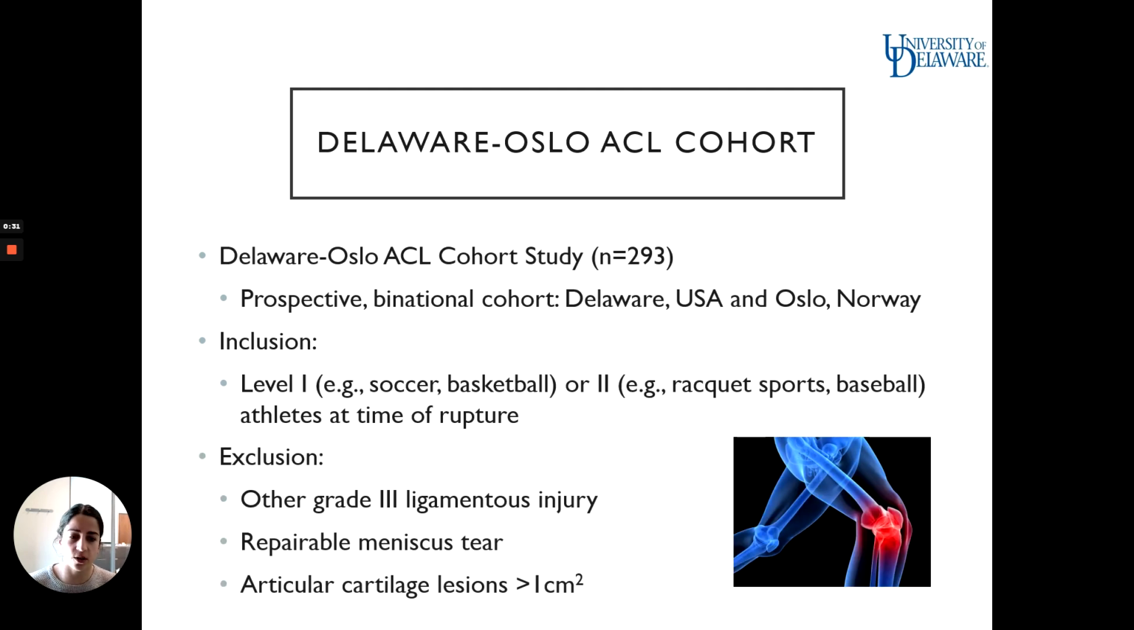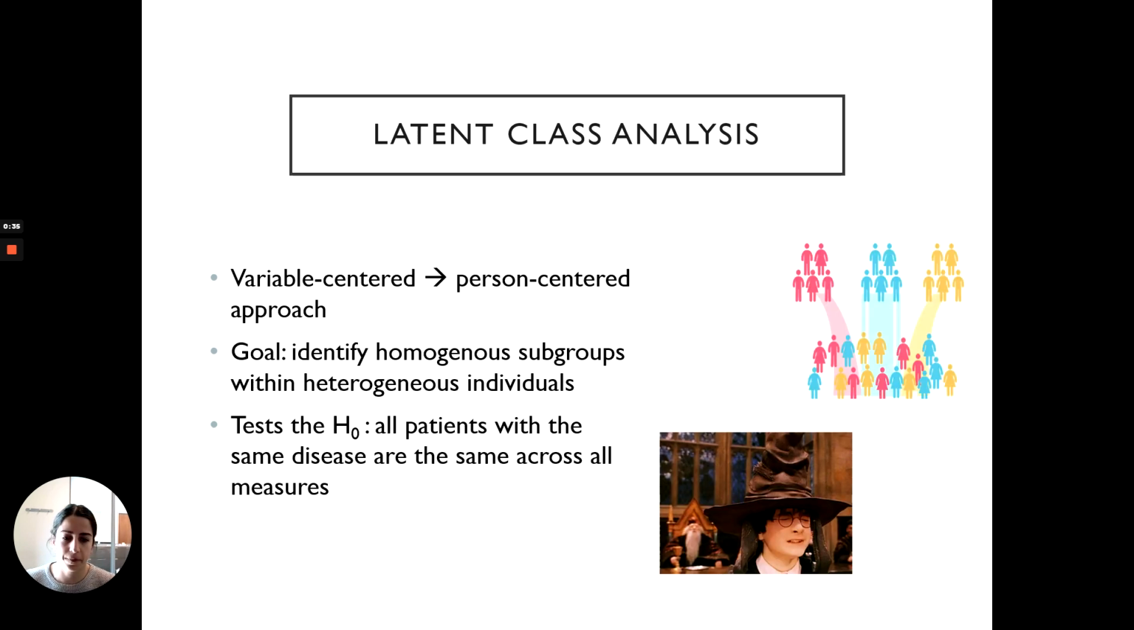So to answer this question, we used 293 patients from the Delaware Oslo long-term cohort study. For the statistical analysis, we did what's called a latent class analysis. I'll spare you some of the boring statistical details and just provide an overview. I like this analogy in that it's a little bit less magical than the sorting hat in Harry Potter, but the main goal is to start to identify these more homogeneous subgroups of individuals within a heterogeneous sample or group.